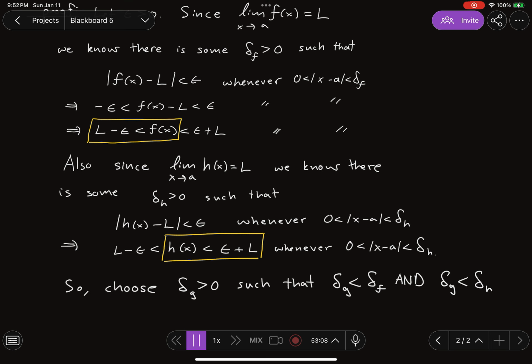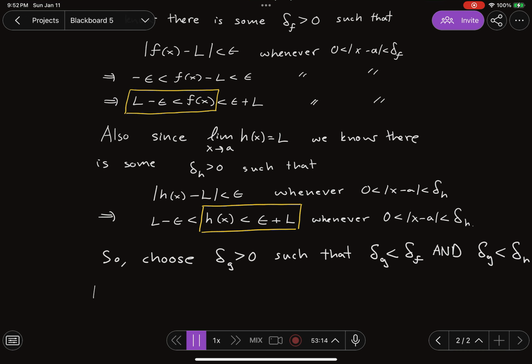All right. So I'll say, I wonder the best way to say this. Then, if 0 is less than x minus a is less than delta sub g, then 0 is less than the distance between x and a is less than delta sub f. Okay, and that's because of this.